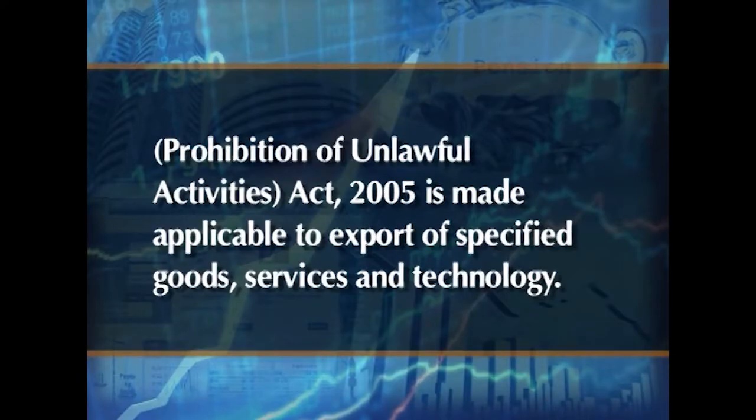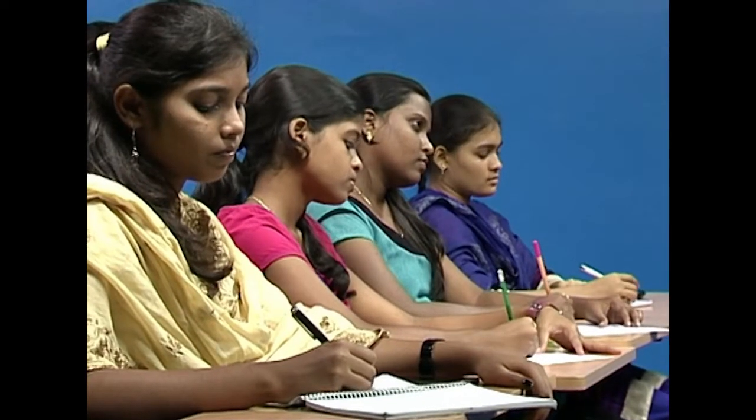The provisions of the Weapons of Mass Destruction and Their Delivery Systems (Prohibition of Unlawful Activities) Act 2005 are made applicable to export of specified goods, services, and technology. After these amendments, no person can export any material, equipment, and technology knowing that such material is intended to be used to manufacture biological, chemical, or nuclear weapons or other nuclear explosive device.